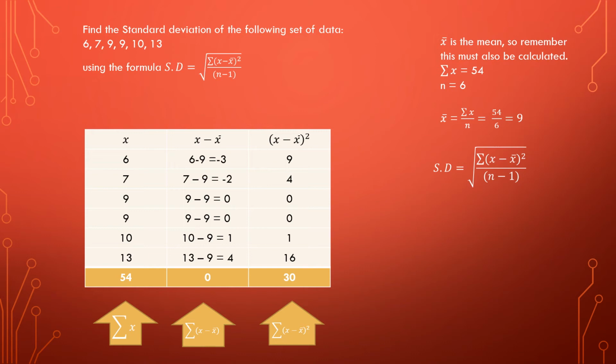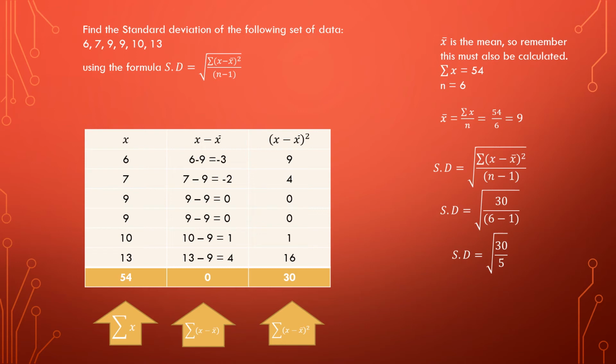Next thing we're going to do is think about where these things go in my formula. So my sum of x minus x bar squared was 30. N that we're dealing with here is 6, so we're going to have the square root of 30 over 6 minus 1. First thing I'm going to do is tidy that up, and that just becomes the square root of 30 over 5.